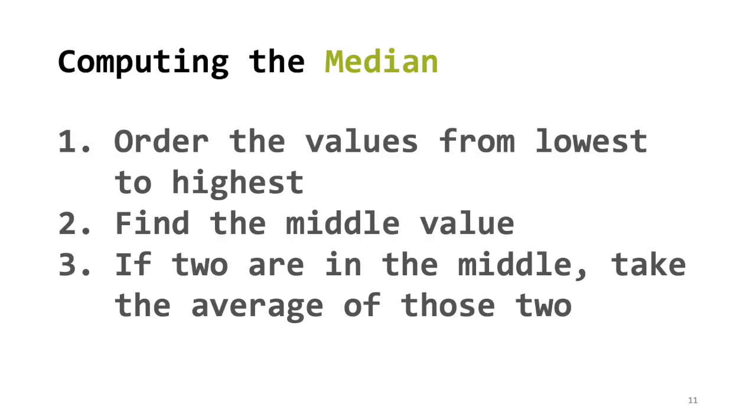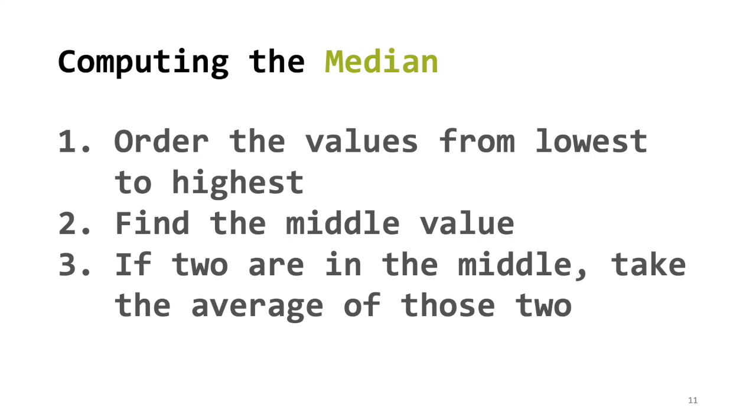When it comes to computing the median, the first step is to order the values from lowest to highest and then find the middle value. So when you have an even number of values, there's going to be two of them in the middle. When that happens, you take the average of the two middle ones.